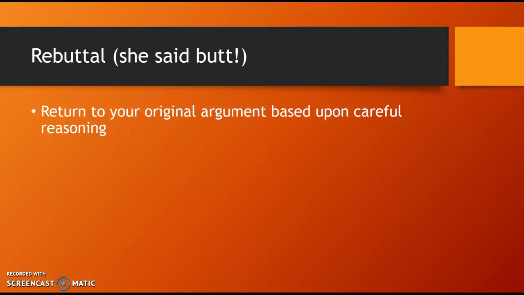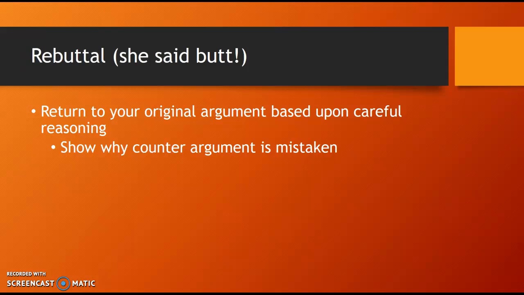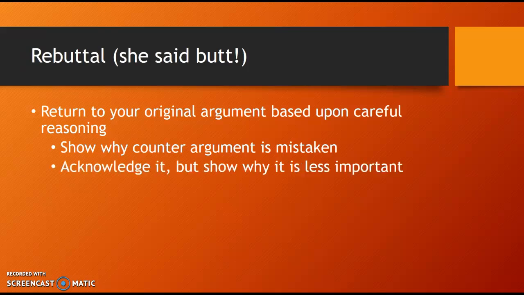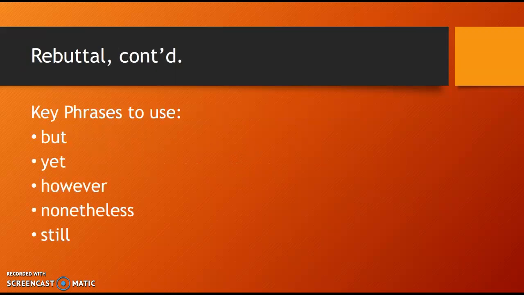So in a rebuttal, after you say "but," return to your original argument based upon careful reasoning. So you have to go back to that main claim, and then you show why the counter argument is mistaken, and you acknowledge it, but you show why it is less important than your reasons, like your becauses. This is basically telling your people, yes, I'm with you, I see that, but I've got a better idea. So key phrases to use are but, yet, however, nonetheless, and still. But I'm going to even show you a formula that makes this even easier.